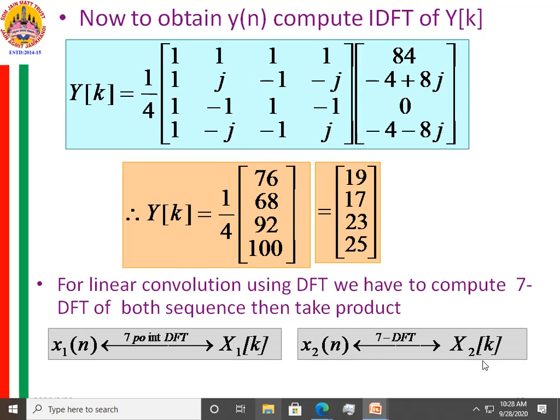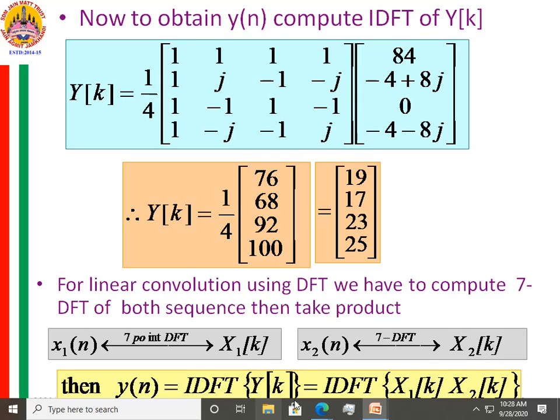So the 7 point DFT of x1 of n you have to find, x1 of k, and the 7 point DFT of x2 of n, x2 of k. Multiply the two DFTs to obtain y of k and take the IDFT of that, and you will get yn, the linear convolution between these two, xn and hn. At that time the length of yn will be equal to 7. When you perform a circular convolution, the length of yn will be equal to 4. So understand the difference between the circular convolution and the linear convolution.